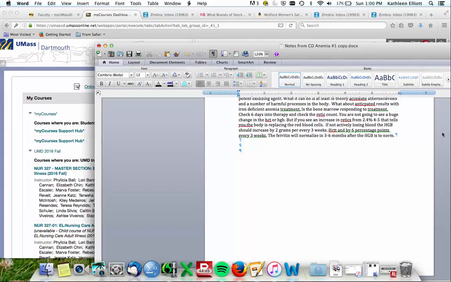So again, the ferritin will normalize in 3 to 6 months after the hemoglobin is normal.